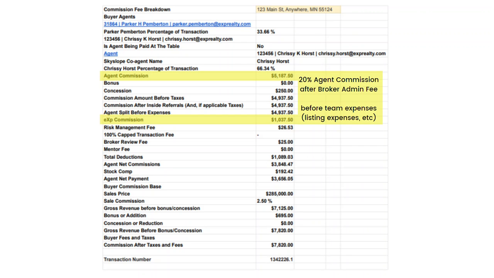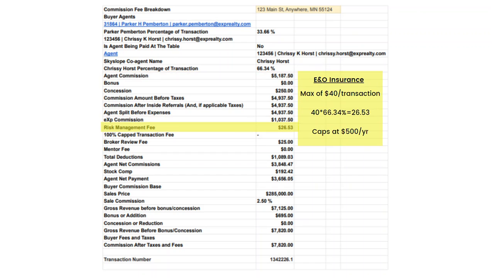So they're taking 20% of that 5,187.50, or 20% of my 6,634 that's on there, and I'll cap at $4,000 for my anniversary year. Then this piece will fall off. The risk management fee, that's your E&O insurance that is covered by EXP or paid by EXP. You're paying into it every transaction.